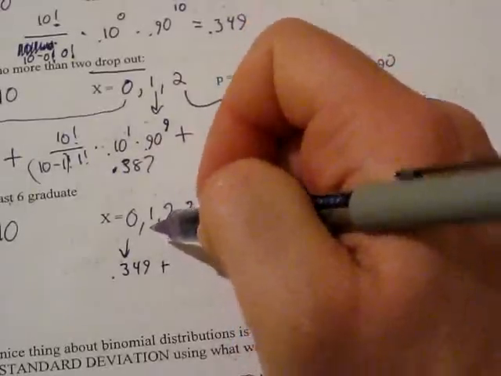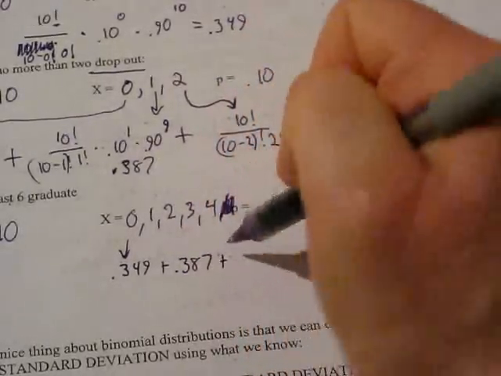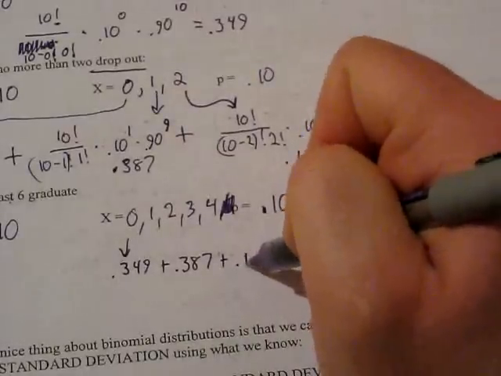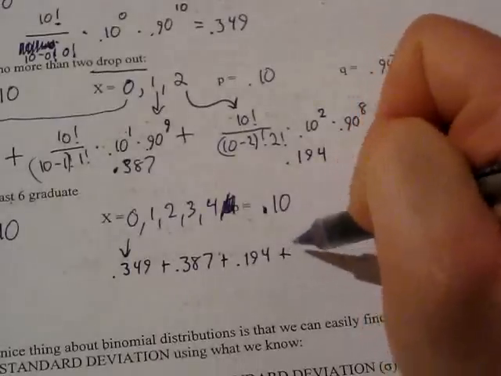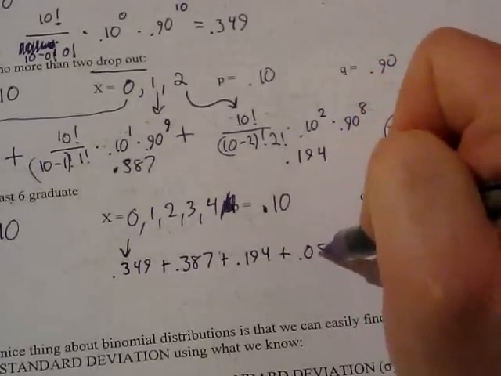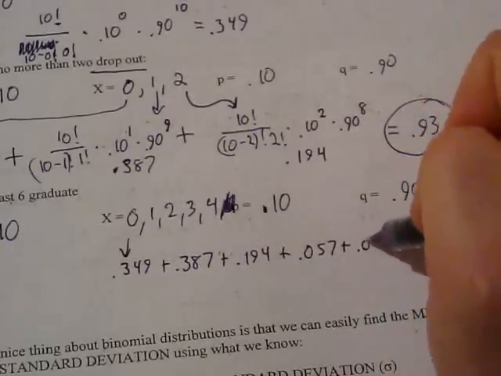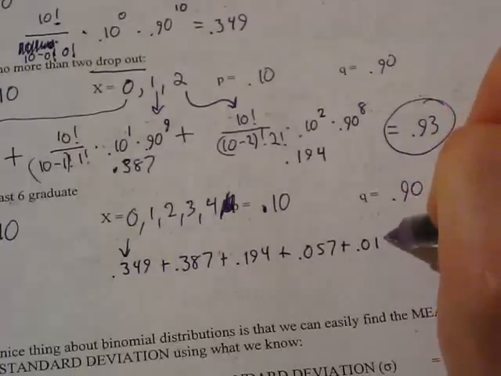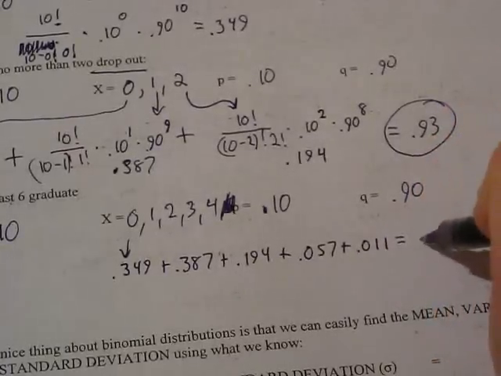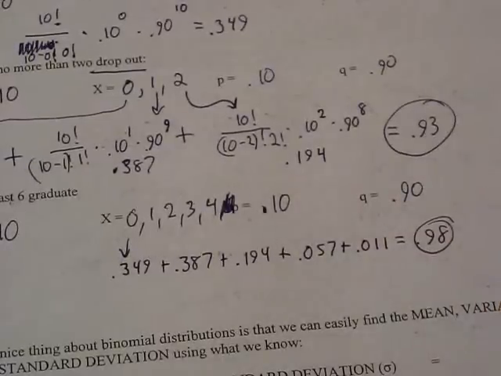Though, only having 1 dropout is about 39%. Having only 2 dropouts is 19%. Having 3 dropouts is 57, or about 6%. And having 4 dropouts in the mix is about 1%. And if you add all these up, this is going to get you about a 98% chance of this happening. And that might be rounded up to 99 depending on what you have for your third decimal right there.